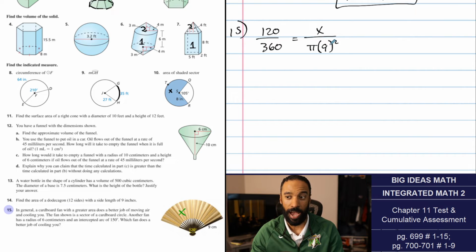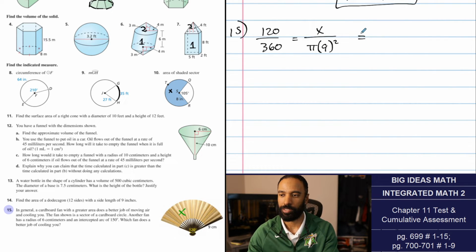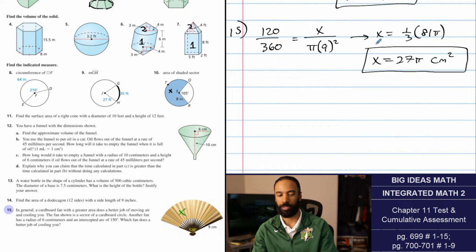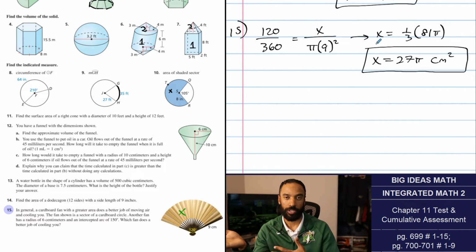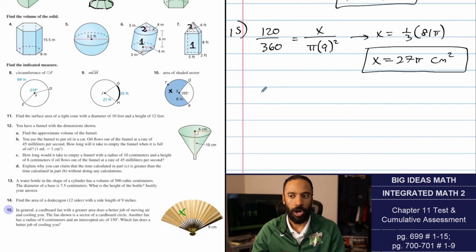And this is 9 squared, so 81 pi. We're going to multiply both sides by that. So X is 1/3 of 81 pi, which is 27 pi. This is in square centimeters. Now, I have no need to round. They're asking which fan does a better job of cooling you. I just need to compare the areas. The other one is going to be something else in terms of pi, unless it gets bad numbers. We'll see. Let's do another one that we call Y.